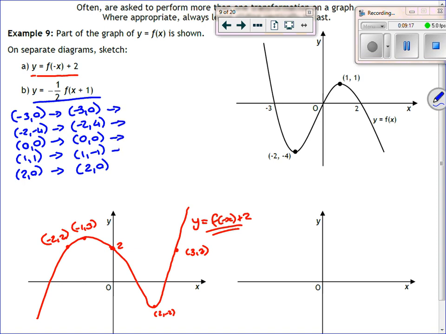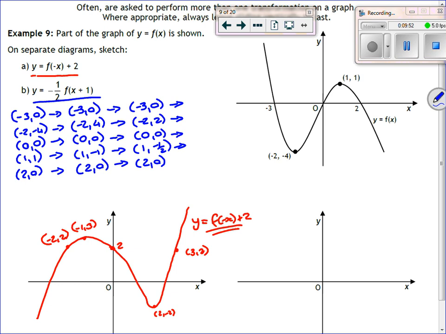The next thing we're going to do is we're going to half all of the y values, because the half is outside the bracket, and when a number's outside the bracket, it affects the y only. So minus 3, 0 stays as minus 3, 0. Minus 2, 4 would be minus 2, 2. 0, 0 stays as 0, 0. 1, minus 1 becomes 1, minus a half. And 2, 0 stays as 2, 0.